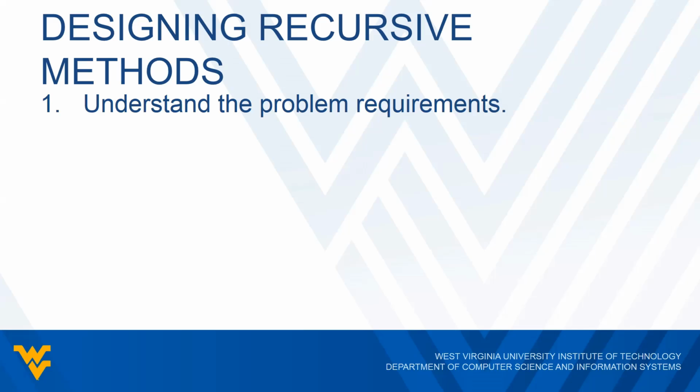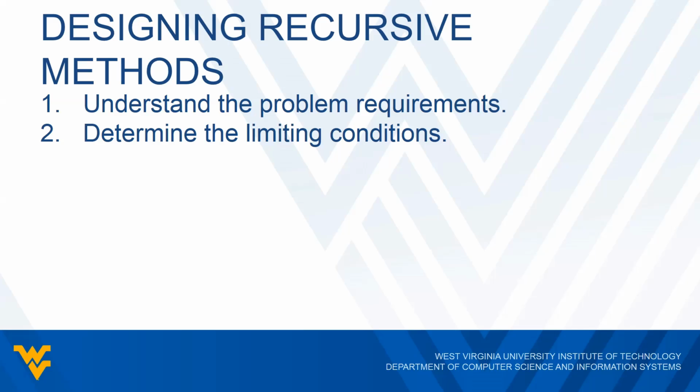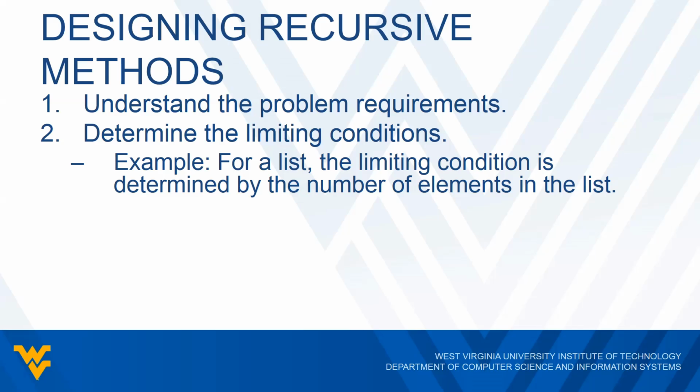We first need to make sure that we understand the problem requirements. We need to understand what the problem is asking us, so that way we can come up with a solution to solve that problem. The next thing we have to be able to do is determine the limiting conditions. So for example, if we have a list, the limiting condition would be the number of elements in the list. So we have to know what our boundaries are.